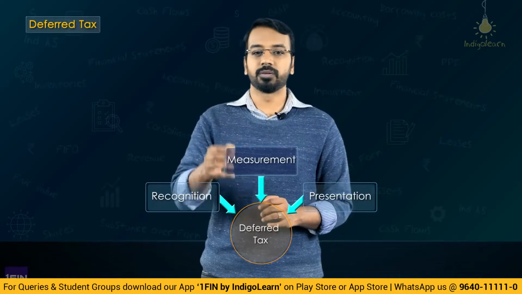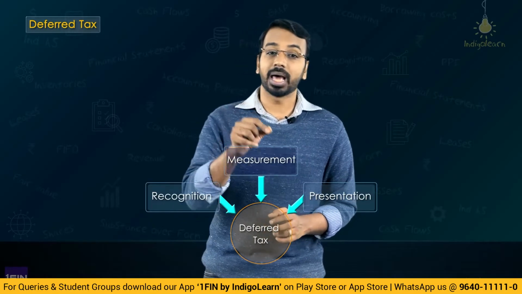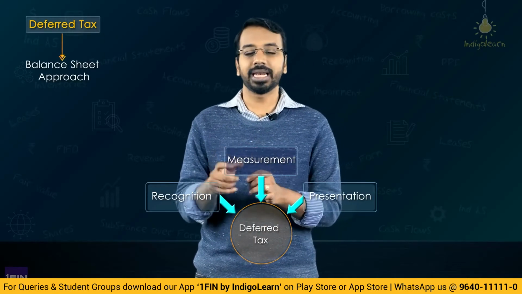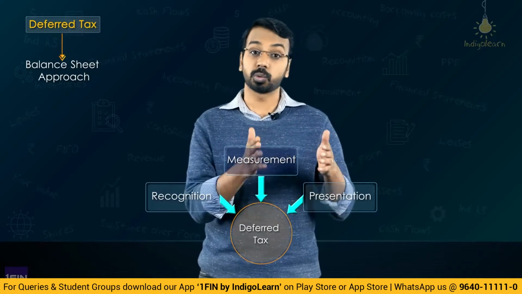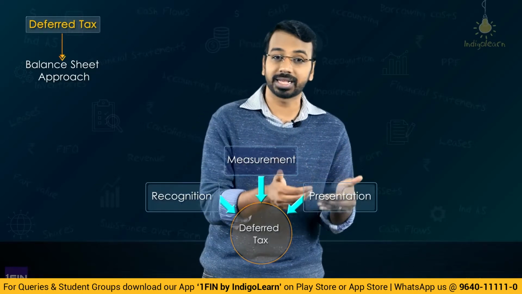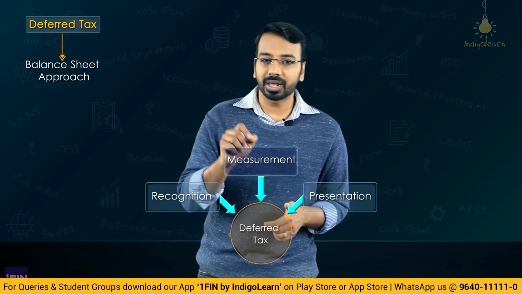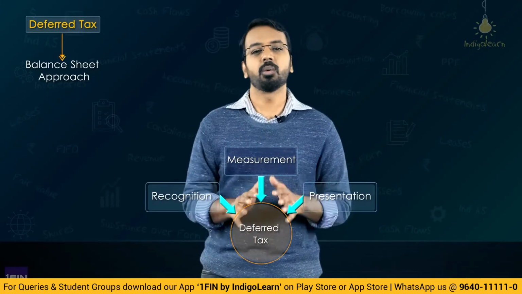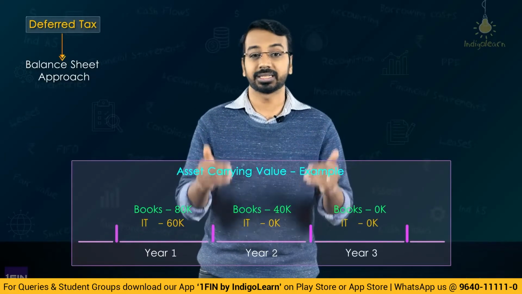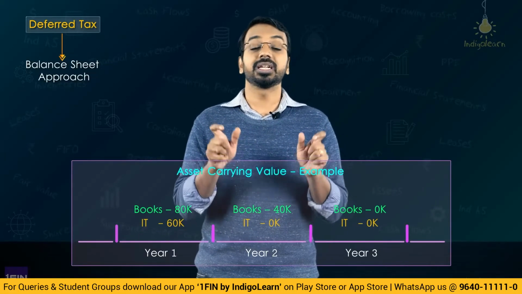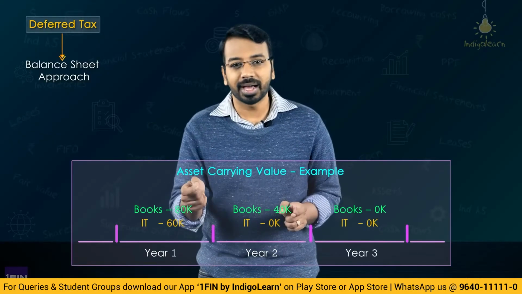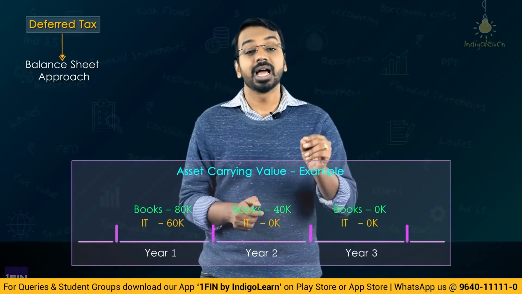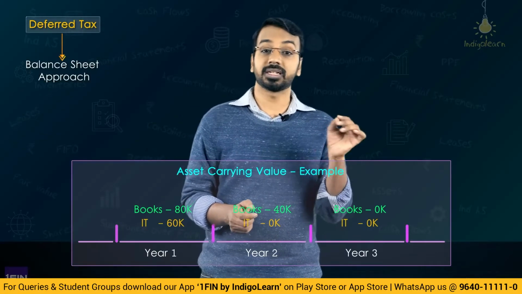And now onwards, we will only be talking about balance sheet approach. Time and again, I will take you back to the income approach for you to understand why that deferred tax has arisen. But as far as computation is concerned, we will follow the balance sheet approach only. Now, what is this balance sheet approach? We took an example of a fixed asset or a property, plant and equipment having different value as per the books of accounts and a different carrying amount as far as the tax is concerned.